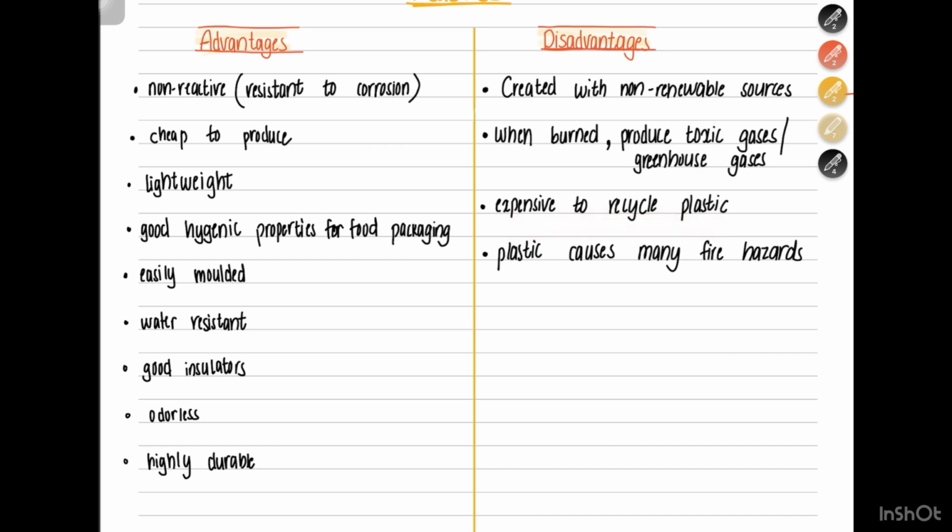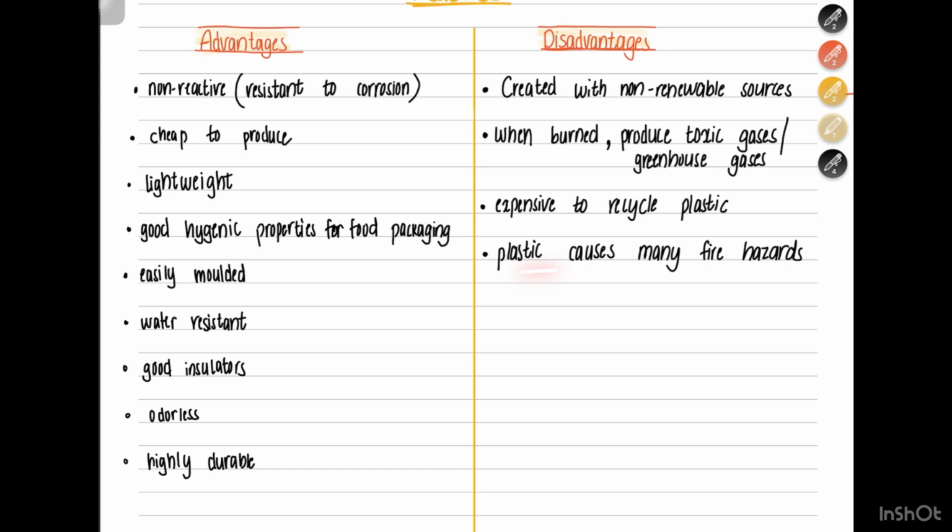Third, it's expensive to recycle plastic. Why is it expensive? First, it's used in a large amount. It's a hassle. It's so hard to collect and isolate plastic from lots of garbage and then transport it to specific facilities. All of this takes a lot of resources. Therefore, it's expensive to recycle plastic.